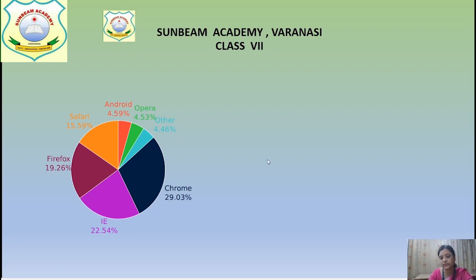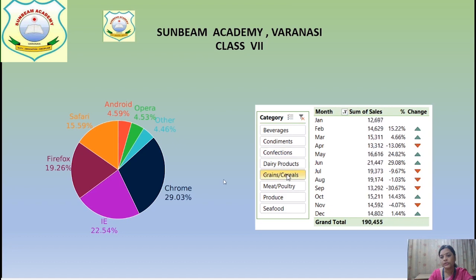It's a pie chart, children. And now you can see these are different categories: dairy products, grains, seafoods, beverages, and in the months of January, February, March, April, how much sums of sales were there?